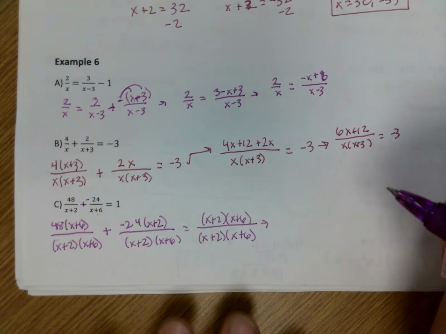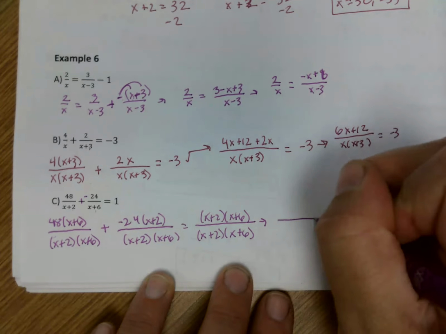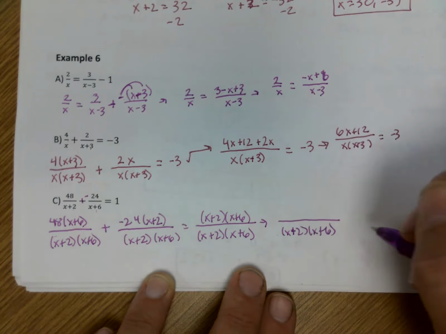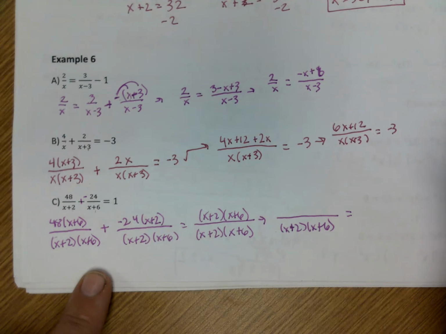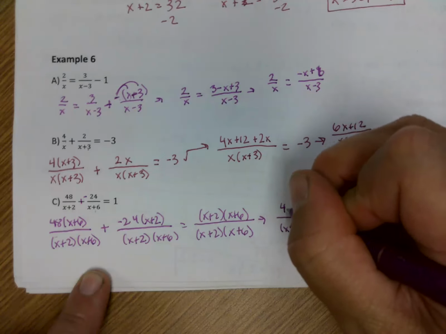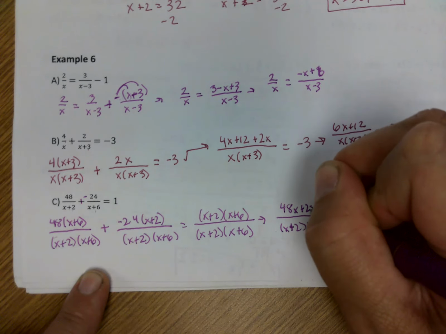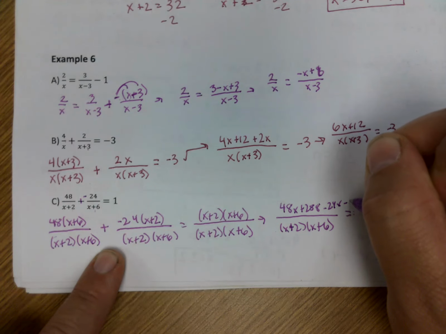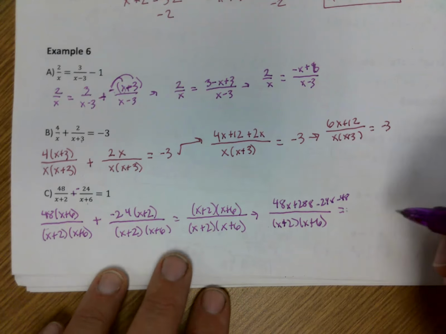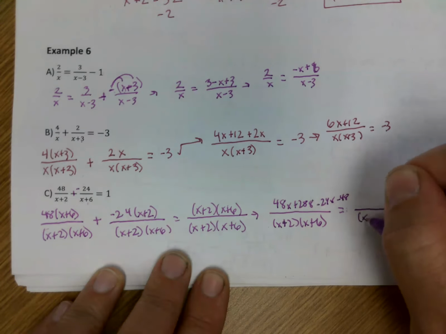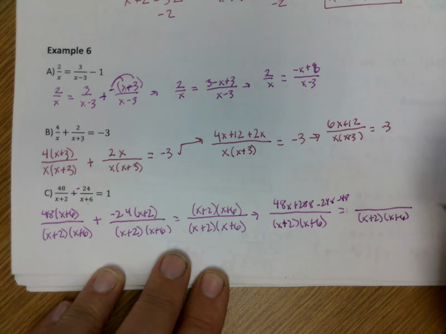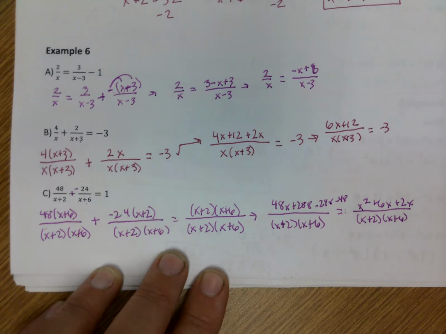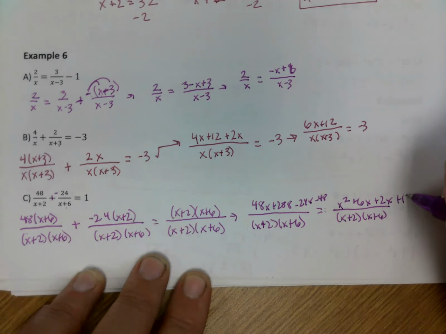So now what I have going on here is my x plus 2, x plus 6 on the bottom is equal to, on top, 48x plus 288 minus 24x minus 48. So I'm going to have to combine some like terms there. And on bottom, I'm going to leave this as x plus 2 and x plus 6. Then top, I'm going to FOIL that. So that would be my first, outside, inside, and my last.